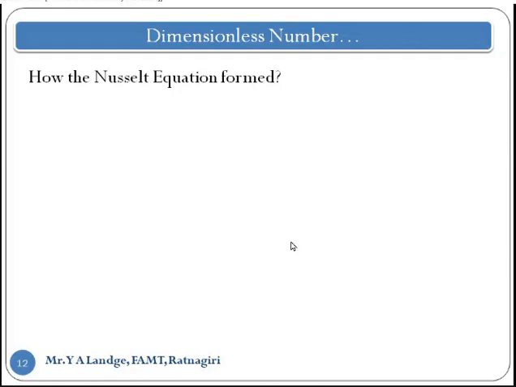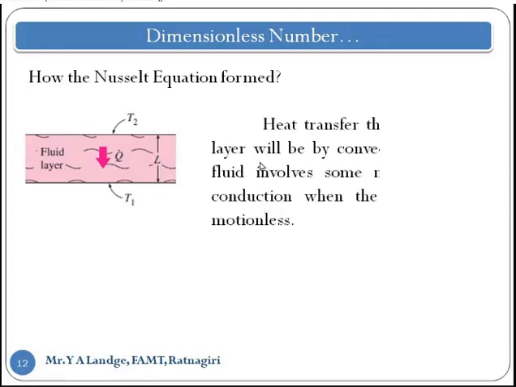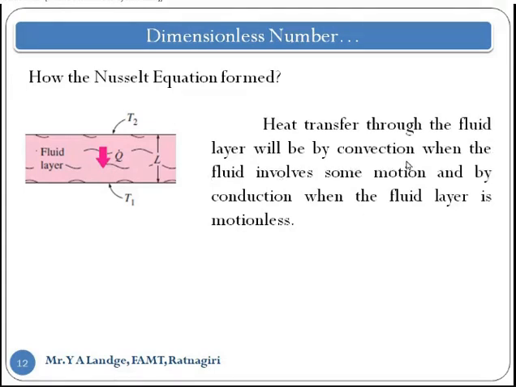So look at how the Nusselt equation is found. See, this is the picture. There are two points. At one point the temperature is T2, at the other side the temperature is T1, and the fluid layer is there. Then heat is transferred from T2 to T1, from the surface to the fluid. Now L is the distance between the two plates. The heat transfer through the layer will be by convection when the fluid involves some motion, and by conduction when the fluid layer is motionless.